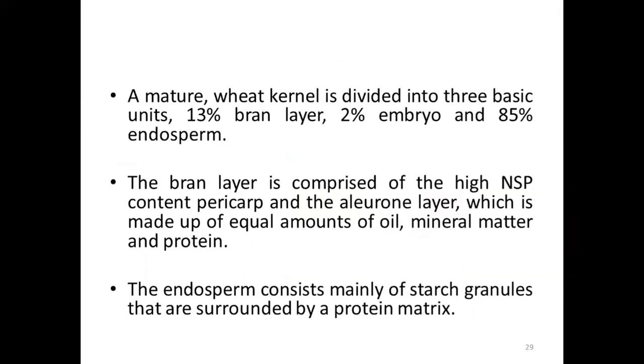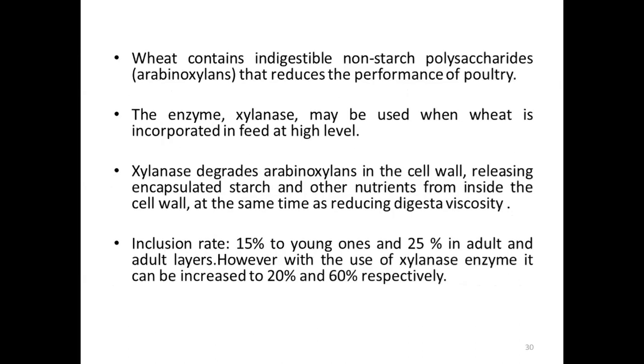The bran layer, the outer layer, is comprised of high non-starch polysaccharides, and contains equal amounts of oil, mineral matter, and protein. The endosperm consists mainly of starch granules surrounded by the protein matrix, as shown in the picture. Wheat contains indigestible non-starch polysaccharides, arabinoxylans, that reduce the performance of the poultry. The enzyme xylanase may be used when wheat is incorporated in the feed at a high level. Xylanase degrades the arabinoxylan in the cell wall, releasing the encapsulated starch and other nutrients from inside the cell wall, at the same time reducing the digesta viscosity.